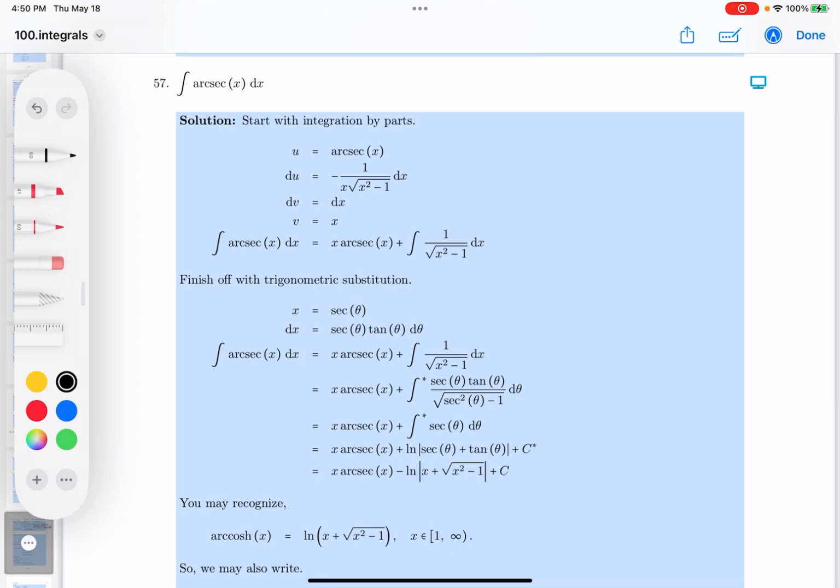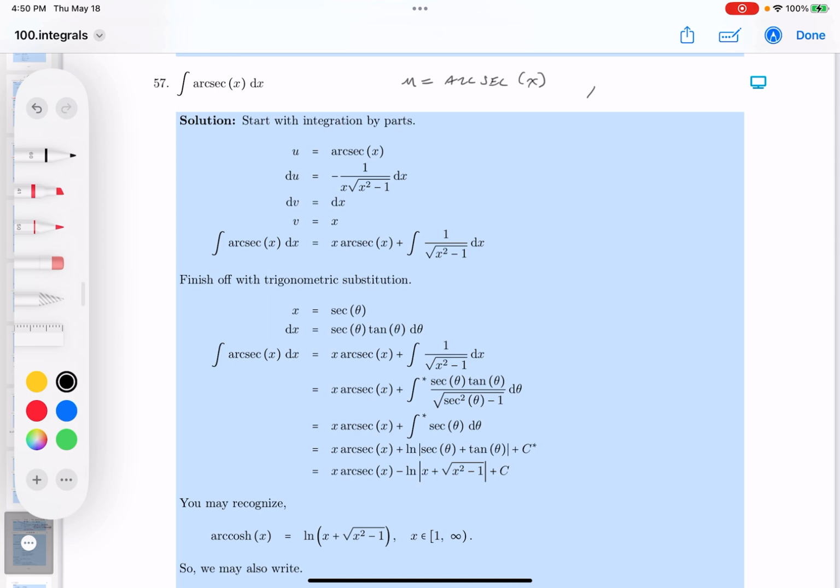Okay, looking at this, I do not recognize its antiderivative. So I'm going to say U substitution is probably not going to help me out. Integration by parts is about the only way I can really go here. So I'm going to say u equals the arc secant of x.